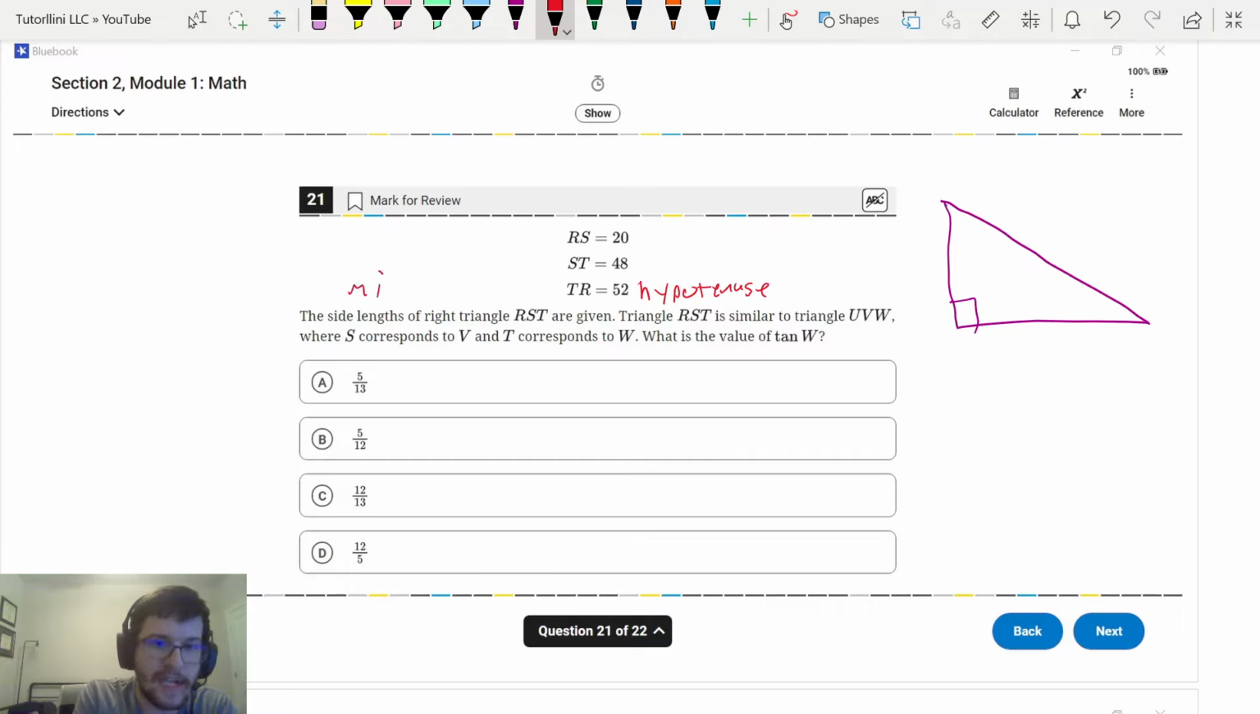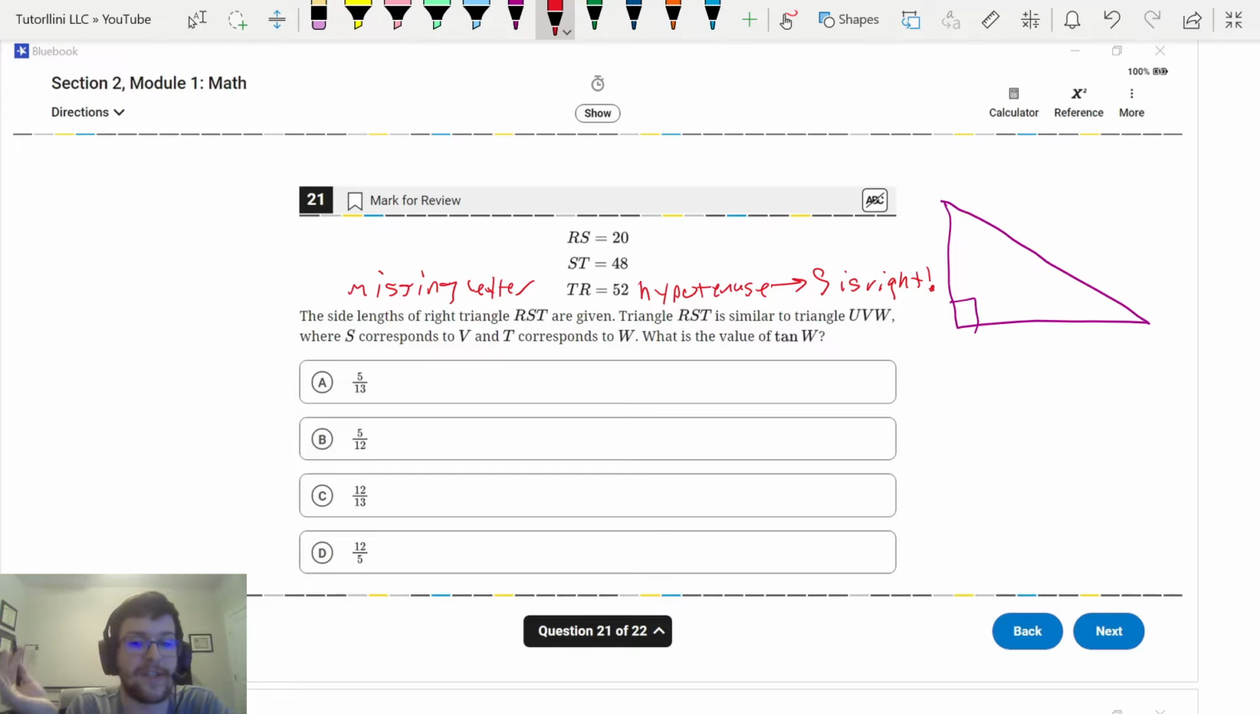So the missing letter in this hypotenuse tells you the right angle. So TR, you see how it's missing S? So S is the right angle. That's a really quick way to figure that out. I feel like I should have explained it like that in the previous videos, but alas. So the missing letter tells you that S is the right angle.